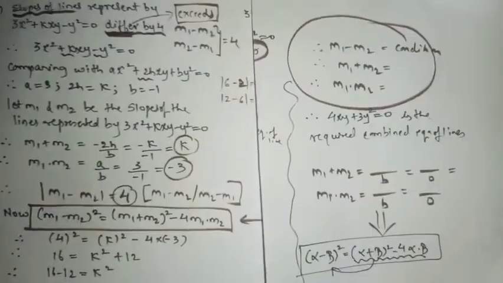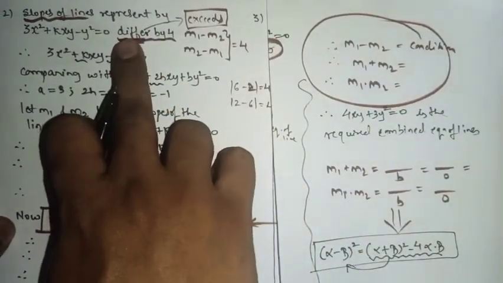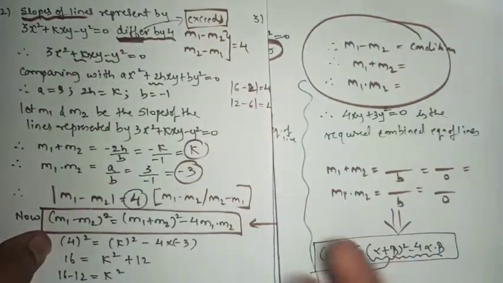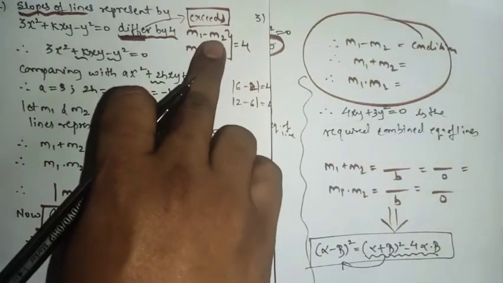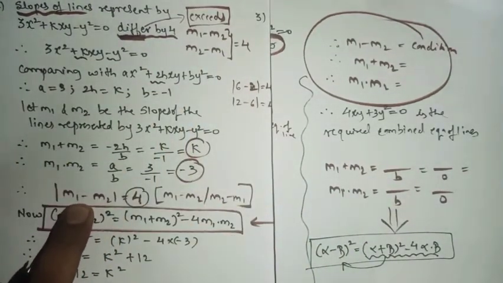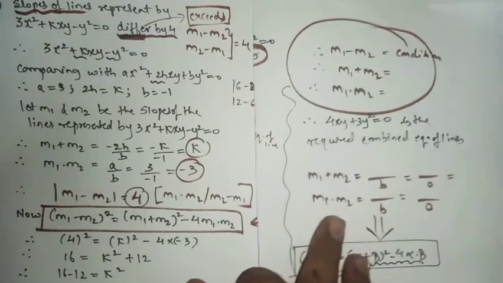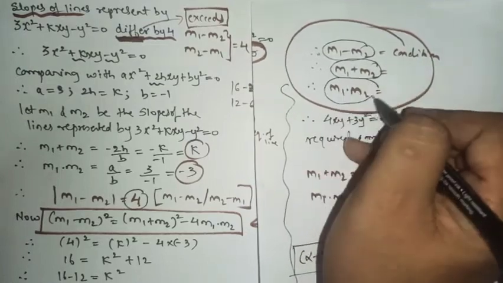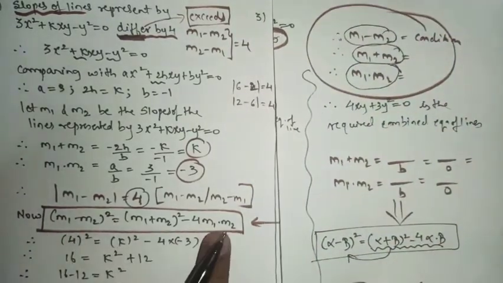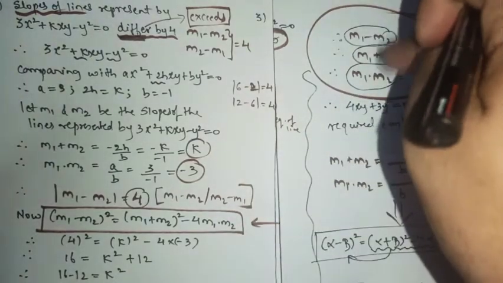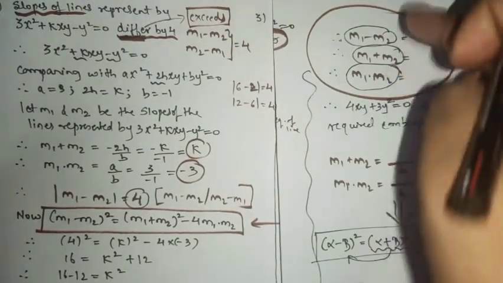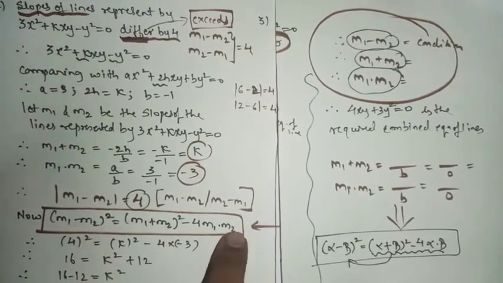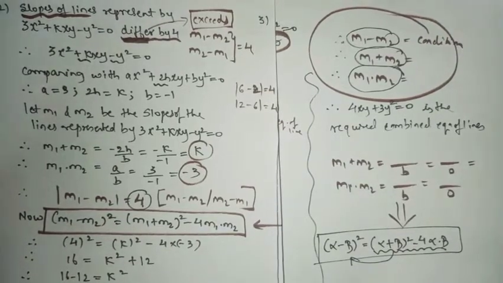So remember this. Whenever the word "difference" comes, indirectly the condition will be the difference between the two slopes. So the difference between the two slopes we can write in the form of mod m1 minus m2. And when you have these three values, m1 minus m2, m1 plus m2, m1 into m2, we have one formula with respect to these three: difference, sum and product. So you can remember this formula as the difference sum product formula. Yes or no? Got the point?